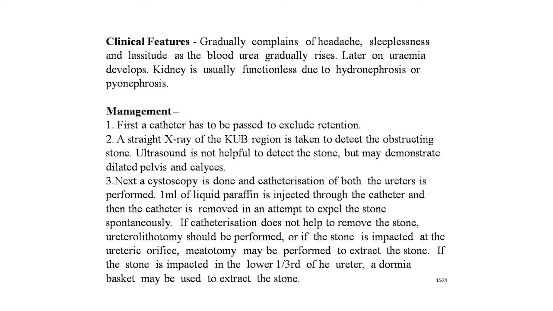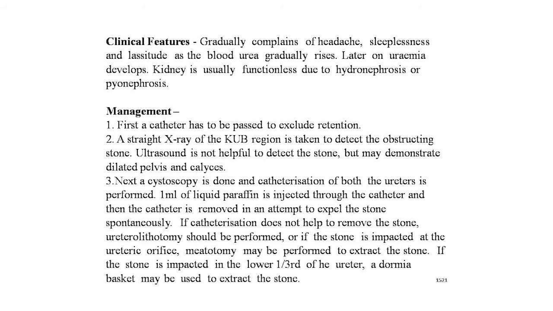Management. First, a catheter has to be passed to exclude the retention. That means no urine will come out through the catheter except a very small amount of the blood stained urine. Second, the straight X-ray of the KUB region is taken to detect the obstructing stone. Ultrasound is not helpful to detect the stone but may demonstrate dilated pelvis and calyces.